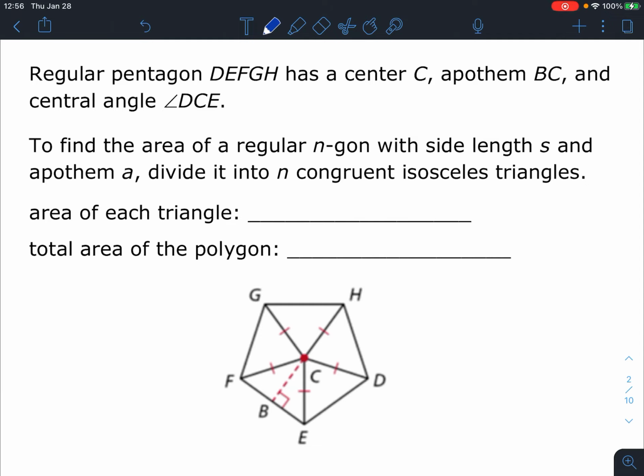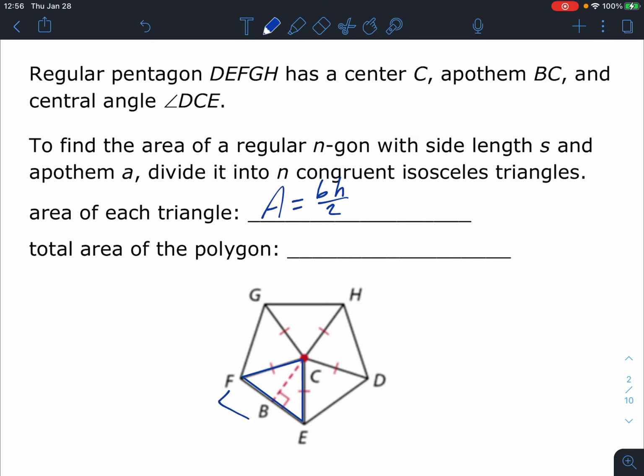To find the area of a regular n-gon, so n is just any number, with side length of S and apothem A, we divide into n congruent isosceles triangles. We learned earlier in this chapter the area of a triangle would be base times height over 2. Right? So let's take a look at this triangle right here that I've highlighted in blue.